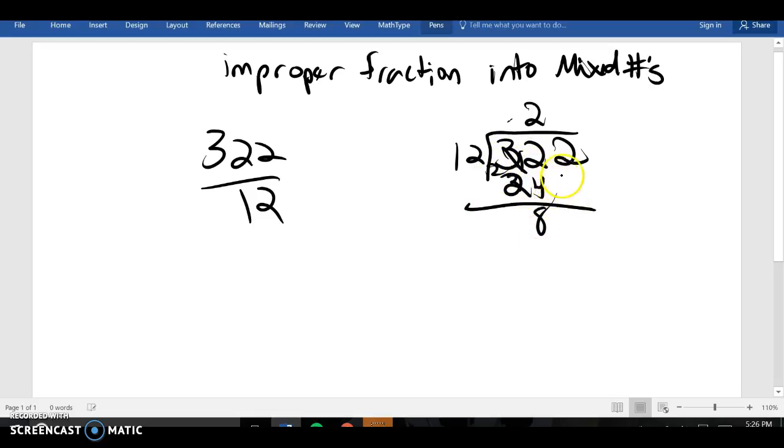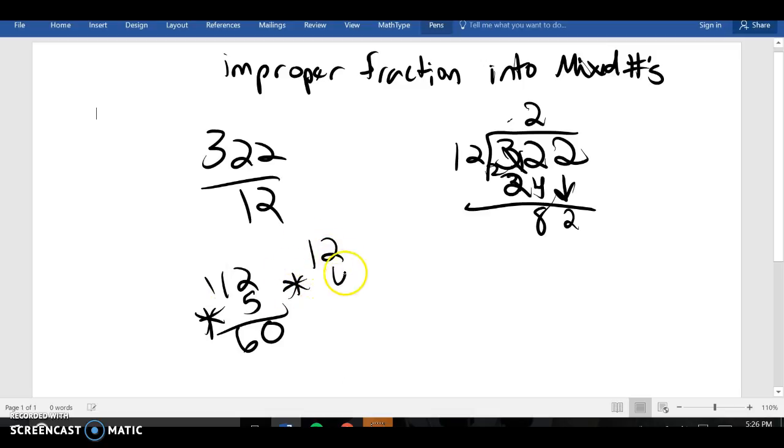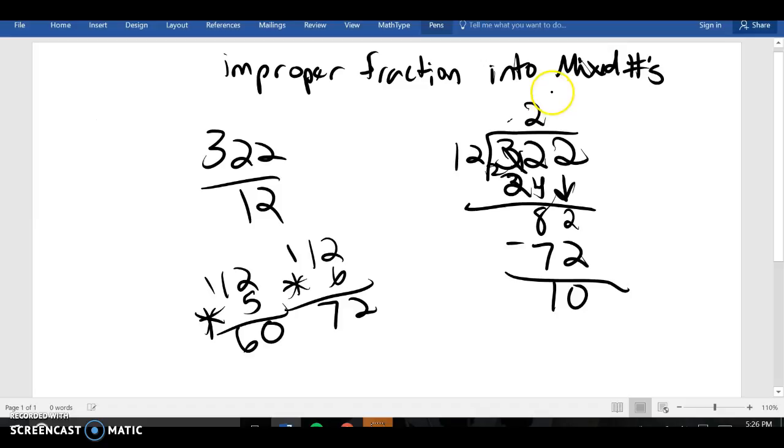And that gives us 8/82. Now, 12 and 82. If you don't know that off the top of your head, a good way to do this is just guess and check. So, 2 times 5 is 10. 60, 12 can go in another time than that. Let's try 6. So we've got 72. We've got 10 left over. Okay. So our whole number answer is 26, and we've got 10/12.